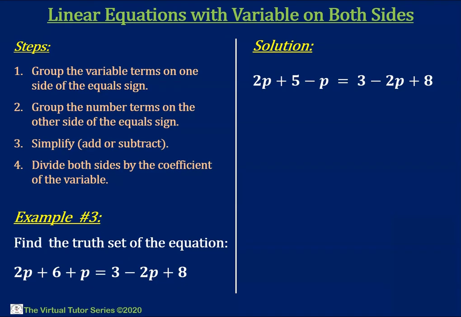First, let's group the variable terms on one side. In this case, we will move negative 2p from the right-hand side to join 2p and negative p on the left-hand side. But we are aware that a negative figure on the right-hand side becomes positive on the left-hand side, and vice versa. Therefore, we have the variable terms to be 2p minus p plus 2p.